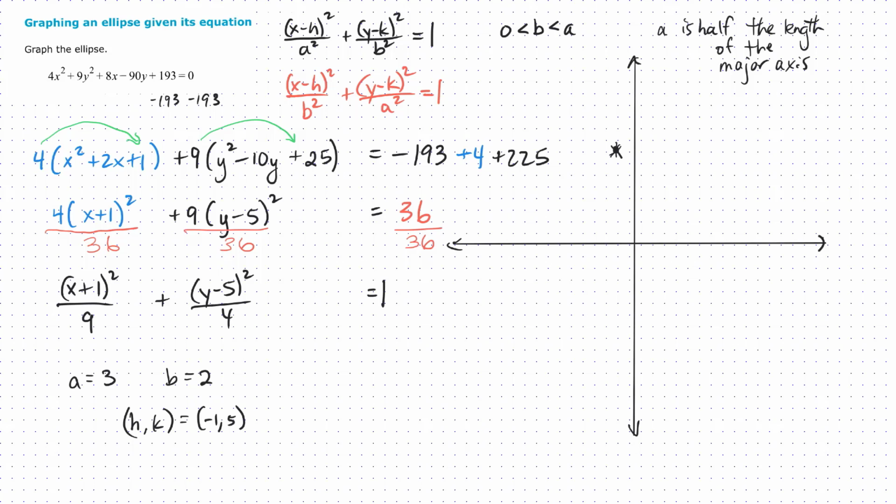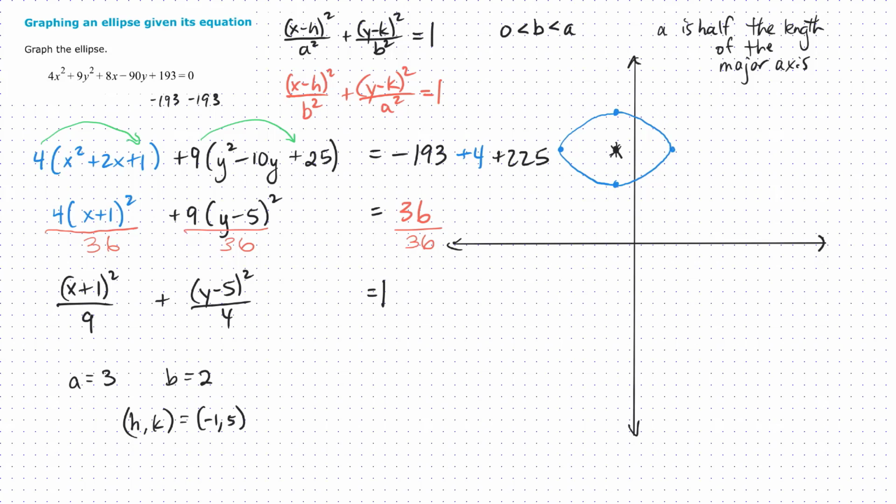Now I need to go 3 units to the right and plot a point. 1, 2, 3. There it is. Now let's go 3 units to the left of that star and plot another point. And those are actually on the ellipse. We also need to go 2 units up and down. And then we'll connect the dots. And there's a nice, beautiful ellipse.